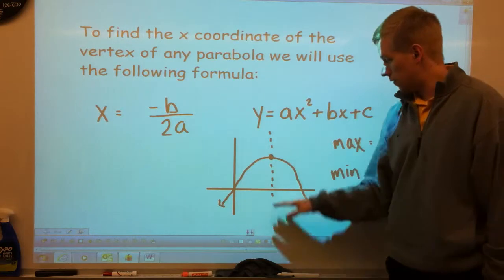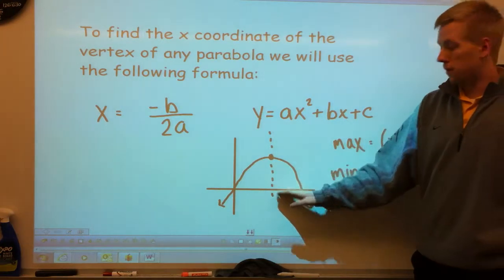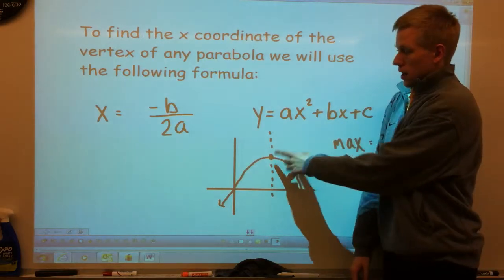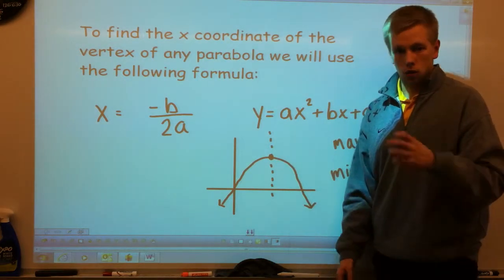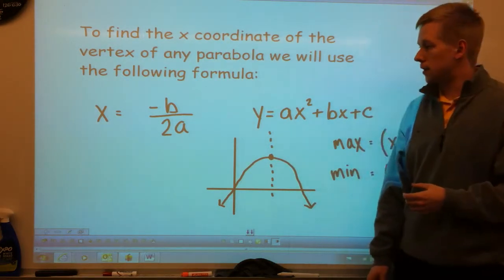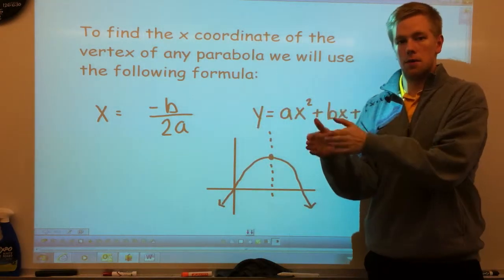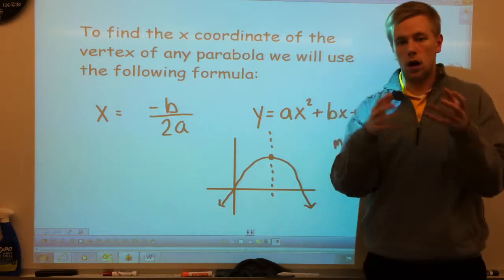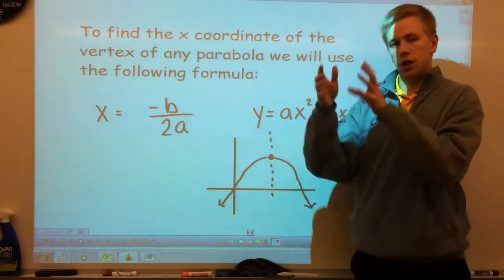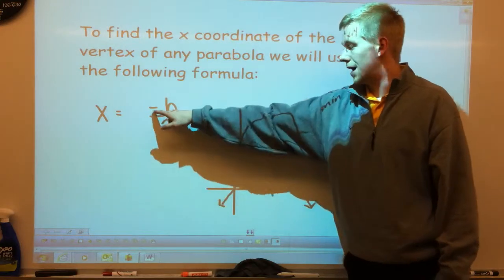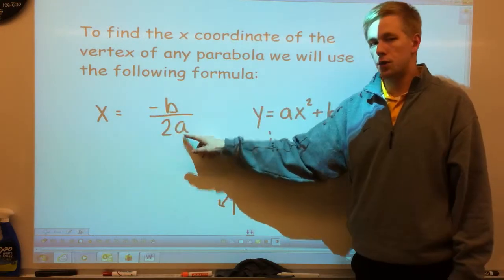If I looked at this graph right here, and we talked about the x and the y-axis, the vertex is going to be a point, a coordinate, an ordered pair. All those things mean the same thing. So we're going to look at the formula to find just the x number. If we had an ordered pair x, y, we're looking at this formula for just the x number. To find the x-coordinate, it is the opposite of b over 2a.